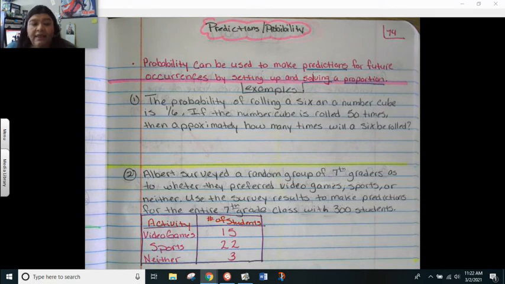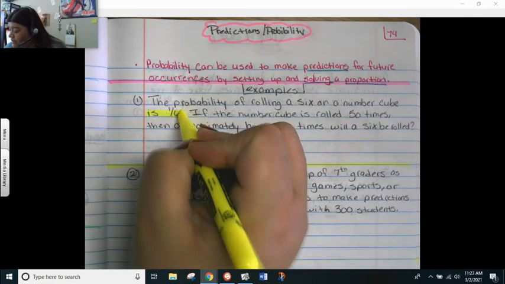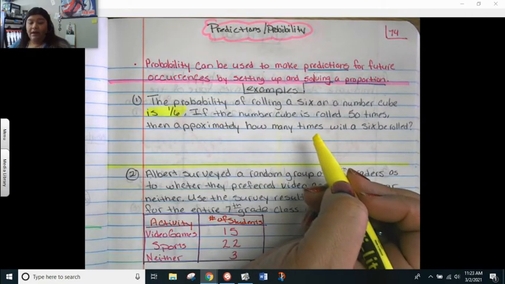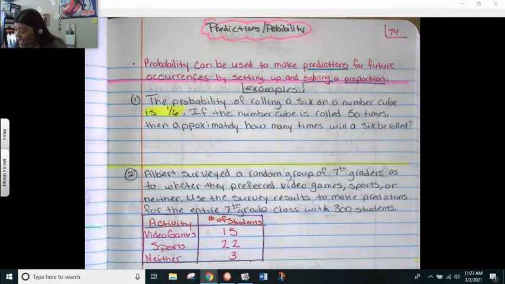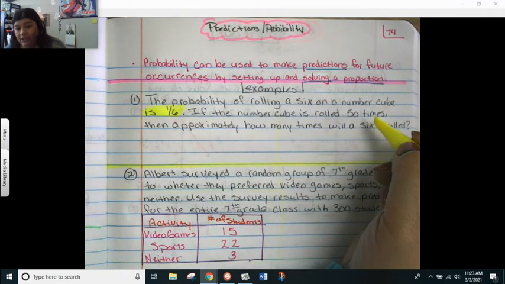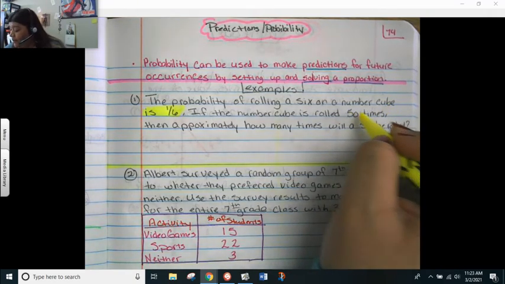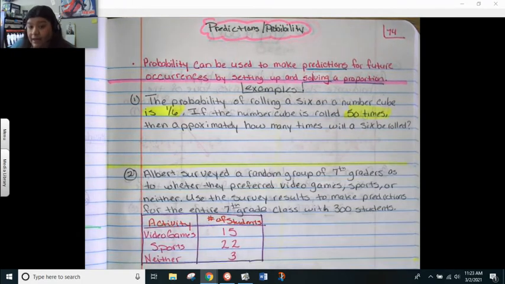Number 1 says the probability of rolling a 6 on a number cube is 1 out of 6. If the number cube is rolled 50 times, then approximately how many times will the 6 be rolled? On this one, they give me the probability of rolling a 6. It's 1 out of 6, so I didn't have to do too much thinking there. They wanted to get a 6, and we know the probability of getting a 6 is 1 out of 6. But now they want you to make a prediction on how many times I should get that number if I roll it 50 times.